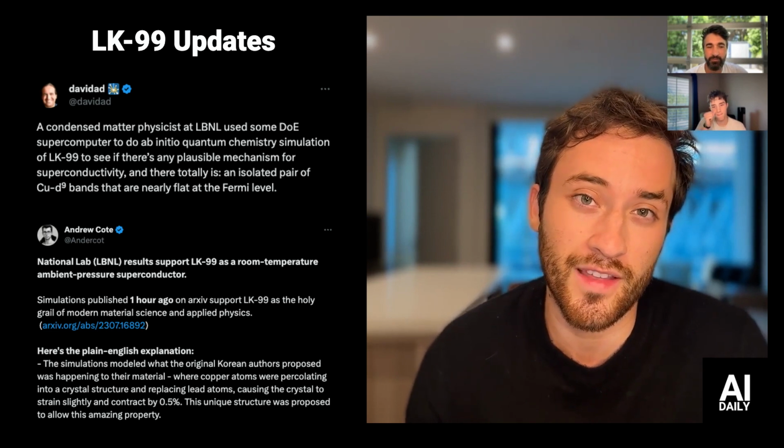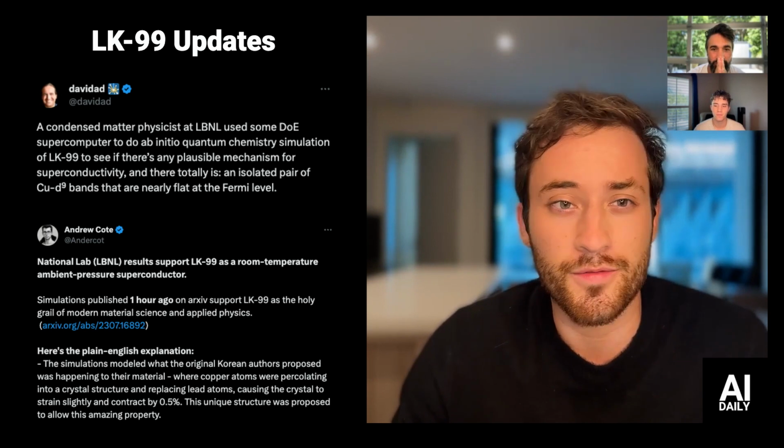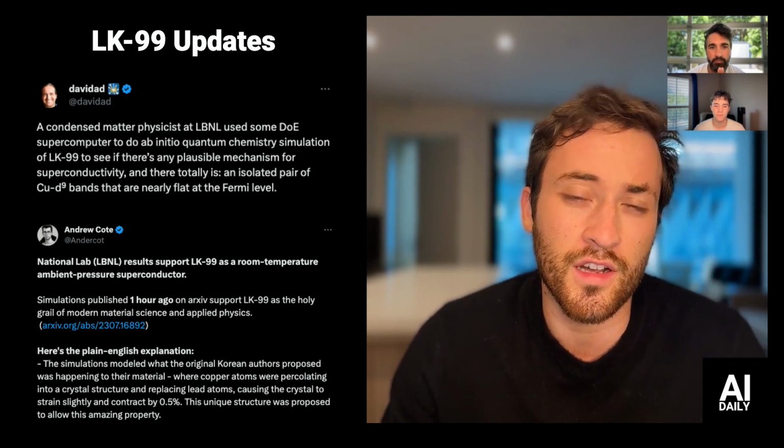We saw Manifold markets jump to like 55% after these two stories. The first story was that big quantum chemistry supercomputer over at the DOE. They got to simulate what LK-99 is actually doing, and they found that there are some copper bands within LK-99 that move energy at the Fermi level. So they're pretty much showing that there are some bands within this material that show superconductivity, which is pretty cool. It also explains why the currents you can put through LK-99 are not super high, because right now it's only a couple of these bands.